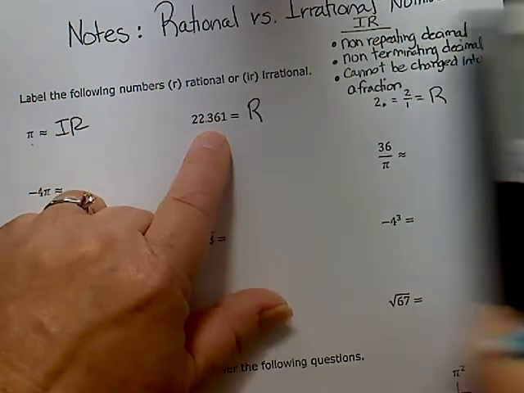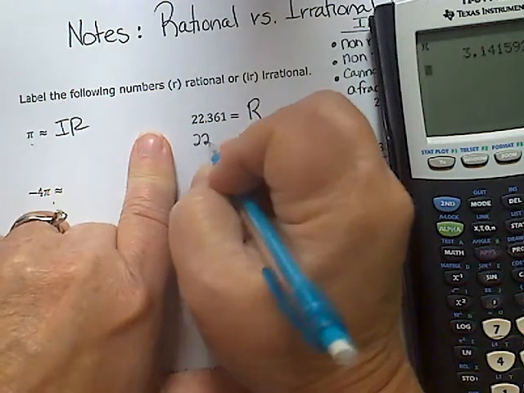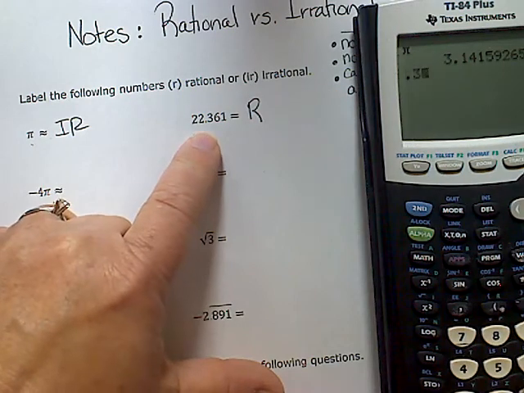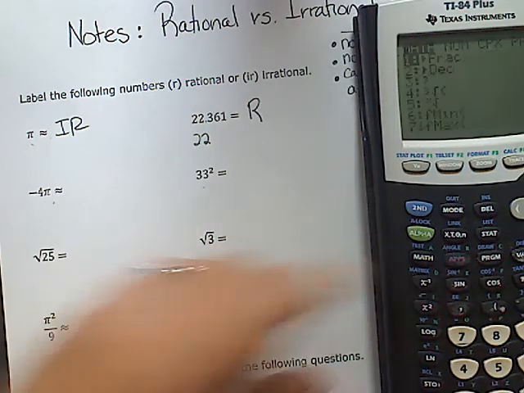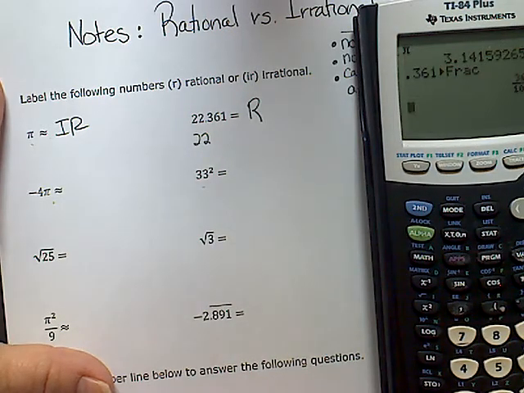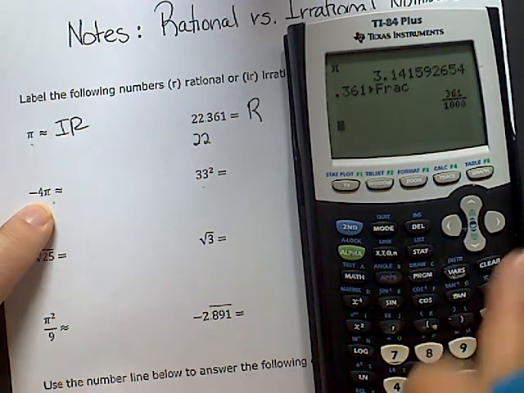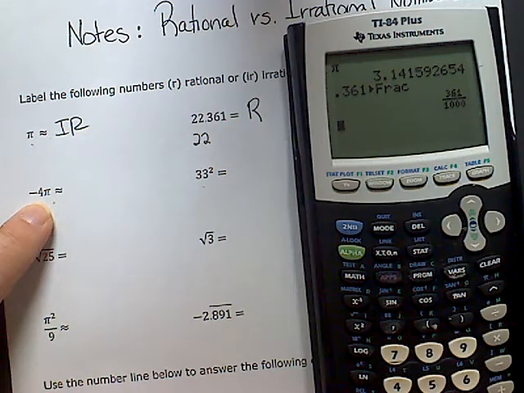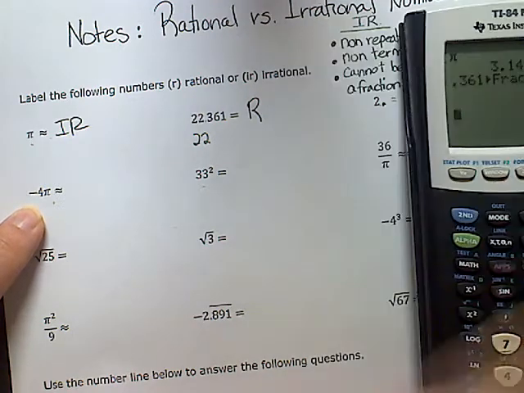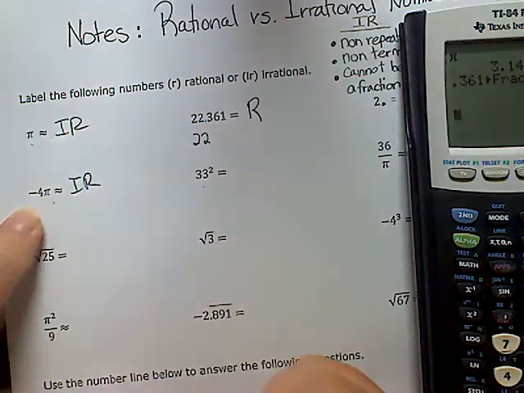Okay? I also wanted to show you, I could take 0.361, hit math, enter, enter. It's a fraction. It turns it into a fraction. It won't do that if it is irrational. Okay? All right, negative 4 times pi. What did I say about pi? Any operation, any calculation, anything to do with pi is going to be irrational. All right, so here we go, irrational.